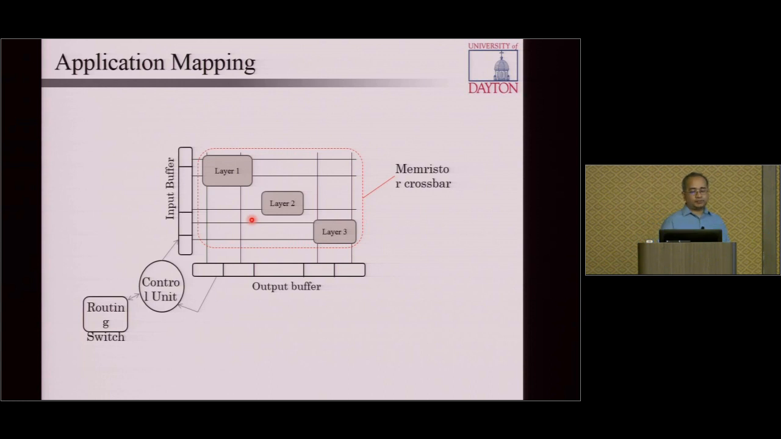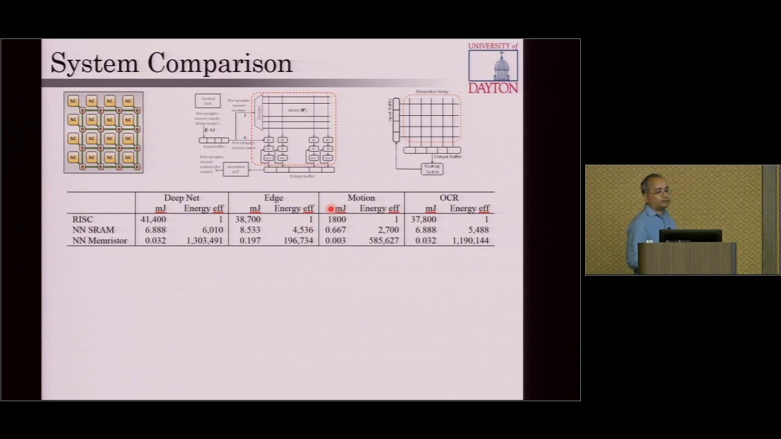Now in the digital system, we have to read one row at a time and compute the outputs. In the analog system, all the inputs are presented at the same time, and thus the entire crossbar array is evaluated in just a single cycle, in parallel. So that gives you a significant speed up and power reduction for the analog system. So here is a comparison of the digital system and the analog system for the different applications. I'm looking at a RISC core here. Actually, this is multiple RISC cores.